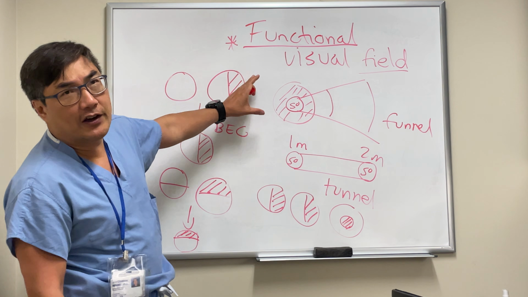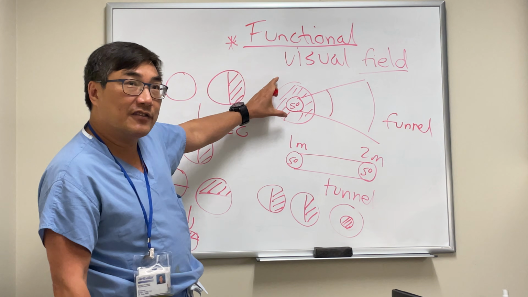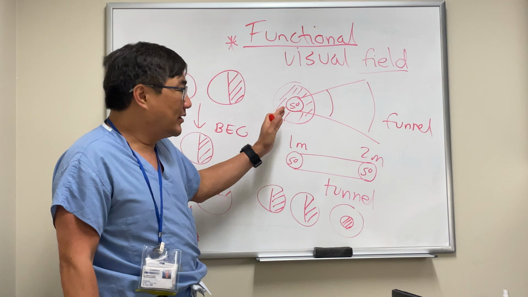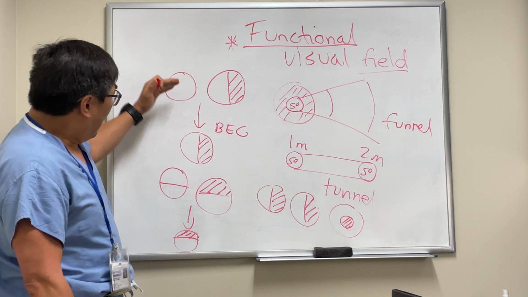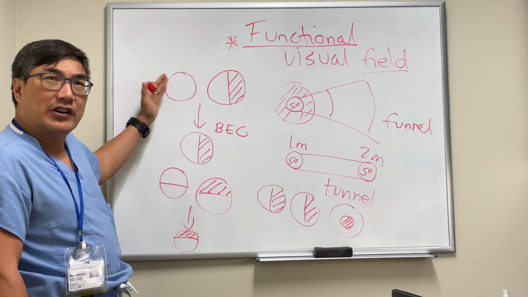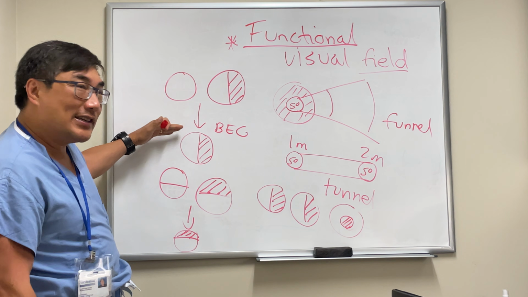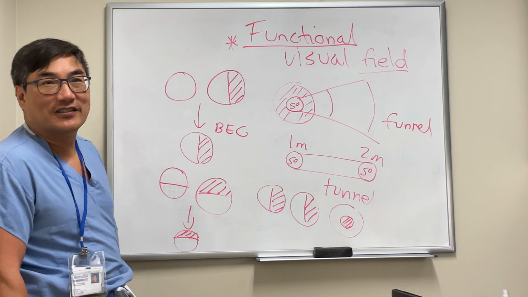So the two most common functional visual field defects are the tunnel field rather than the funnel field, which you test at 1 meter and 2 meter, and the one-eye field defect with a normal eye on the other side, where you can test both eyes open to prove those are functional visual field defects.